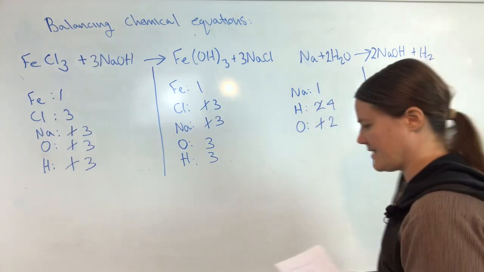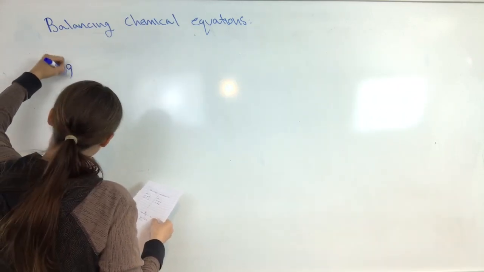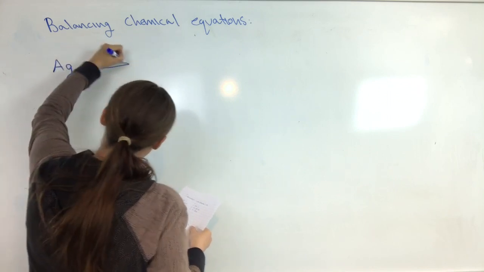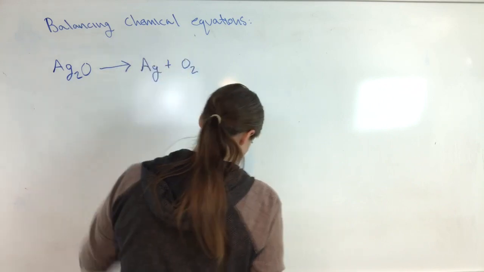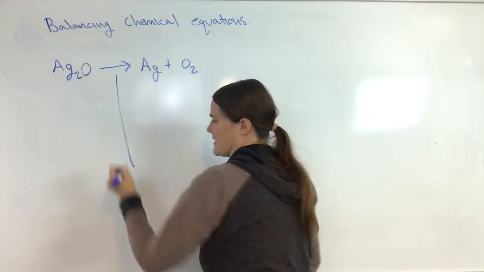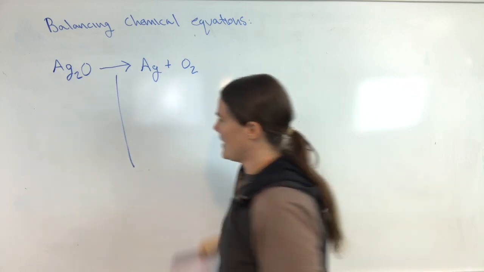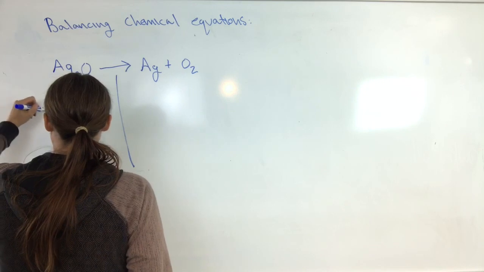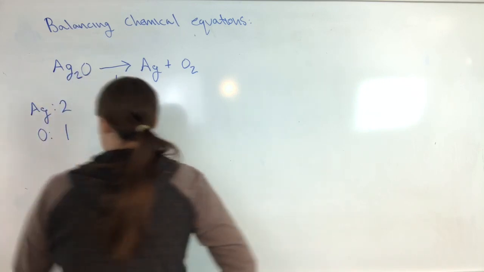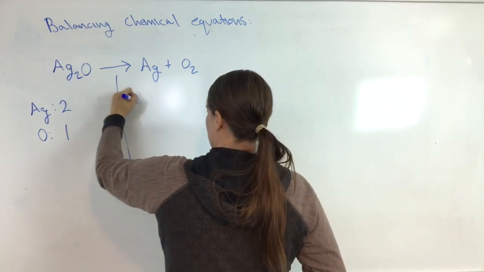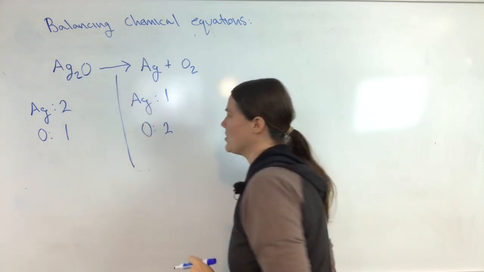So I'm going to erase this and do some more. So I have silver oxide, and I'm getting silver plus oxygen gas. So I want to balance this equation. So I'm going to draw my line and then do the inventory. So I have silver and oxygen, and I have 2 silvers and 1 oxygen. And then I'm going to do the same thing over here. So over here I have 1 silver and I have 2 oxygens.